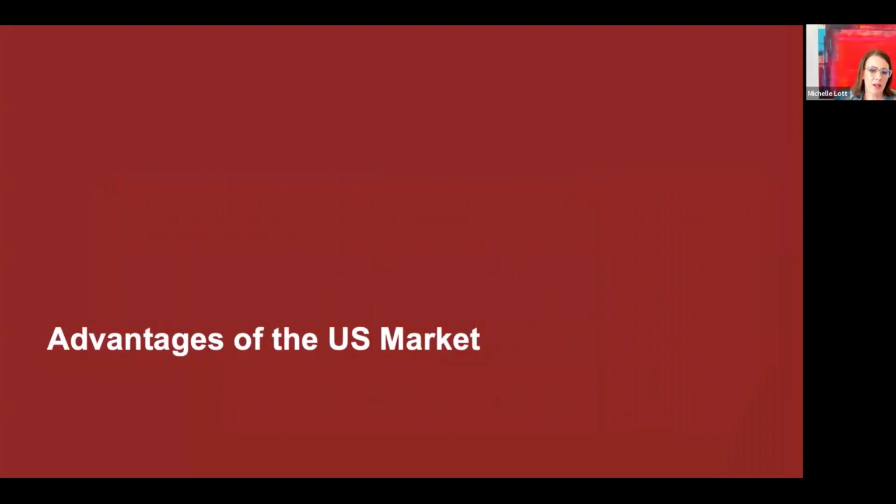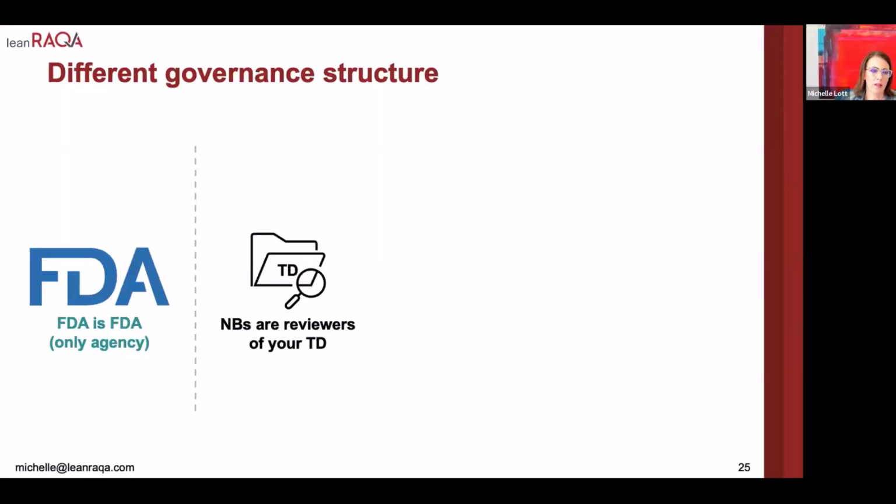So advantages of the US market. So in the United States, the FDA is the FDA. It's really the only agency. Technically, we have about 5 or 6 third-party reviews, but they do their reviews and then they have to turn their review into the FDA, and the FDA is the final authority if you get cleared or not.